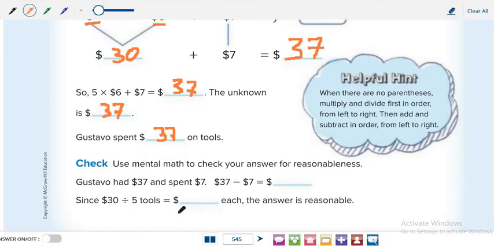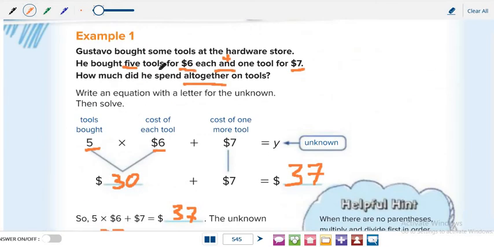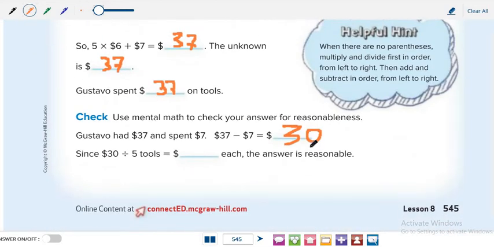Now we need to check, grade 3. We can check different ways. One of these ways is to use mental math. So now when we find the unknown, we know that Gustavo spent $37 in all. He spent $7 for one tool. So 37 minus $7 equals $30. And they said that he bought 5 tools for 6 each. Let's check. If we divide 30 divided by 5, will we get 6? 30 divided by 5 equals 6. So our answer is reasonable.